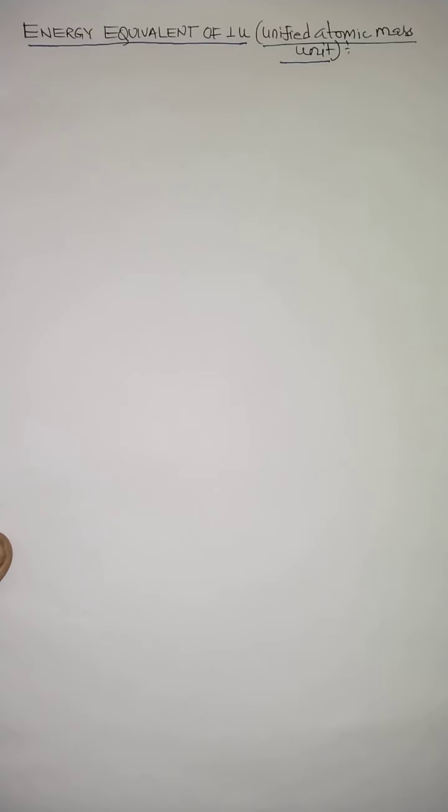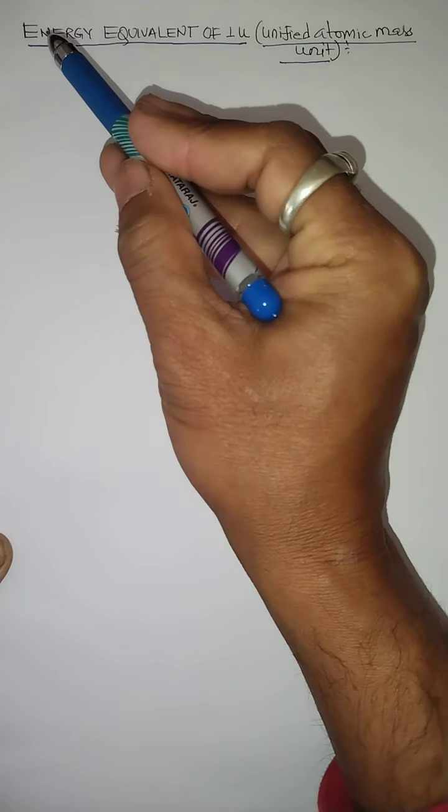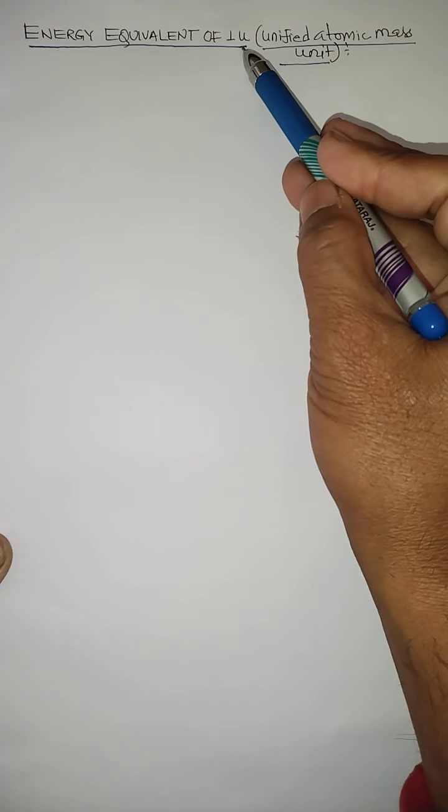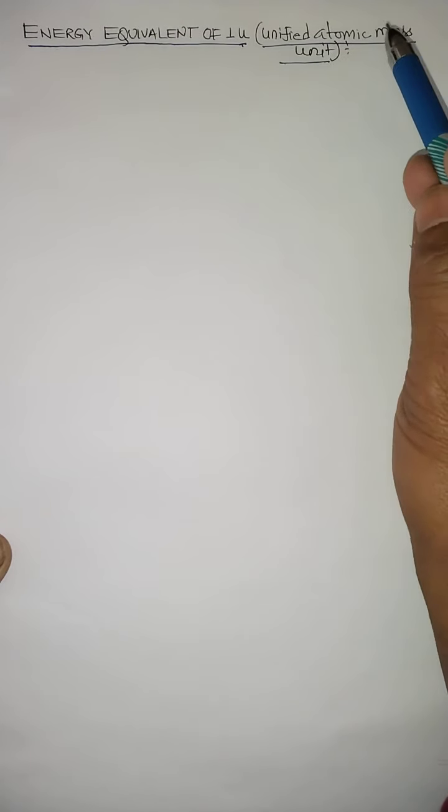In today's class we continue with the topic energy equivalent of 1u. One small u means, as I said, unified atomic mass unit. The mass of atoms, nuclei, and subatomic particles like proton, neutron, and electrons can be calculated by the smallest unit, and this unit is called the atomic mass unit, or the unified atomic mass unit.